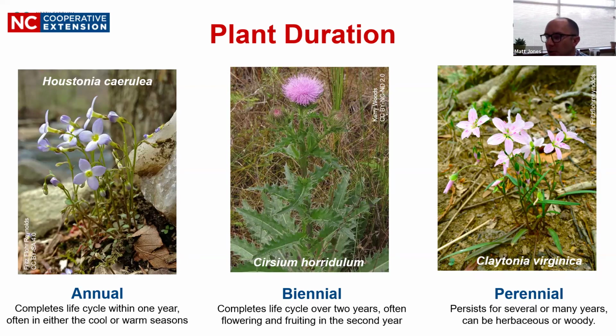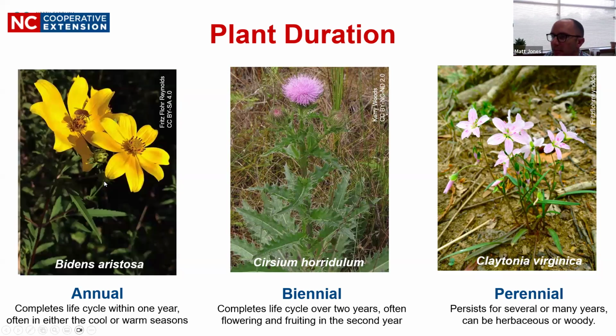A cool season annual will tend to germinate in the late summer, flower in winter or spring, and be dead by summer. Whereas a warm season annual will not emerge until it starts to warm up in spring, flower in the summer, set fruit and seed in the fall, and be dead by cold temperatures in winter. So things like Houstonia, a common small plant here, or Bidens aristosa, those are both annuals.